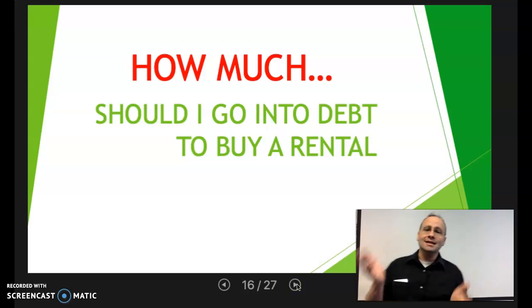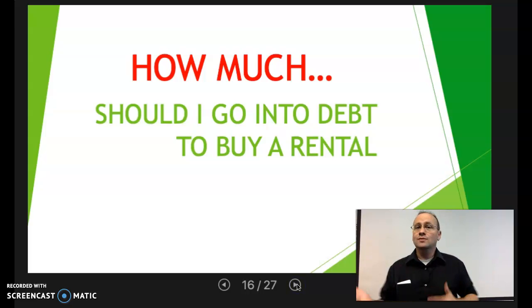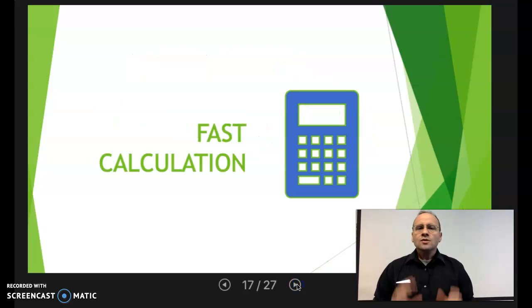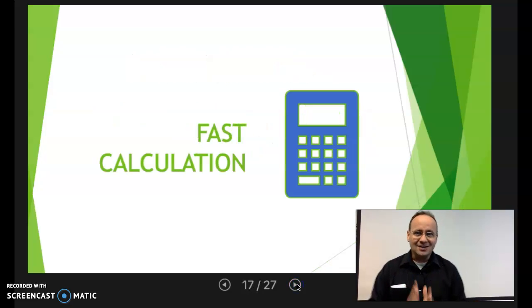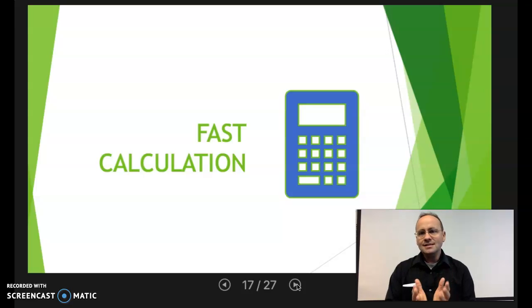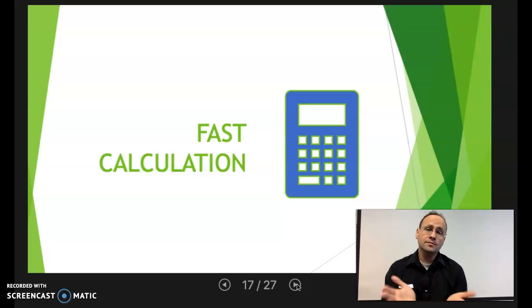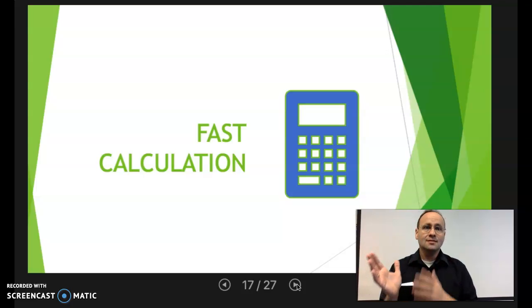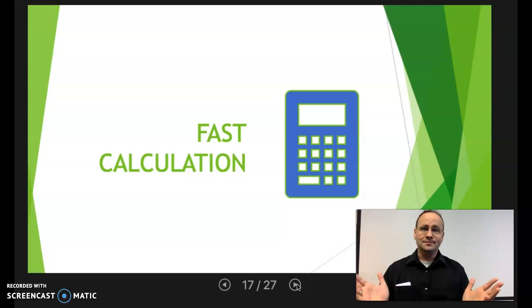How much should I get into debt to buy a rental? Or even just to buy my first home or your second home? How much should I get into debt? Well, let's do a fast calculation. The fast calculation we're basically looking at is to determine the debt to income ratio. We take the amount of debt that you have and you divide the monthly payments by your monthly gross income.